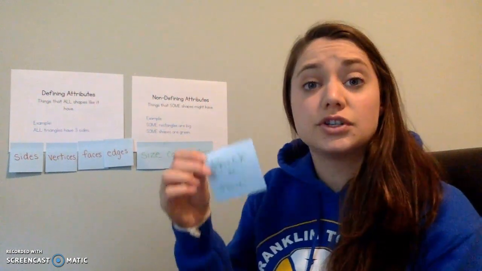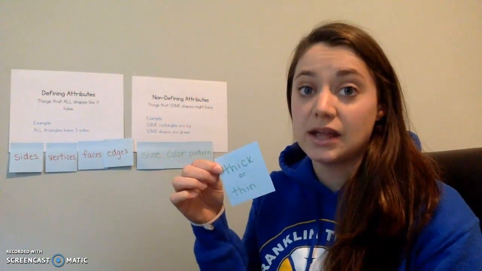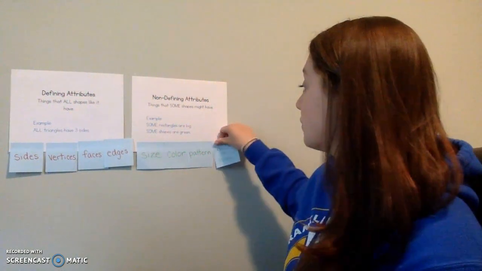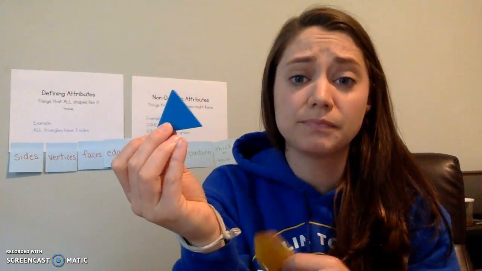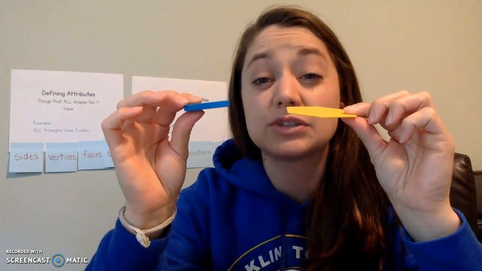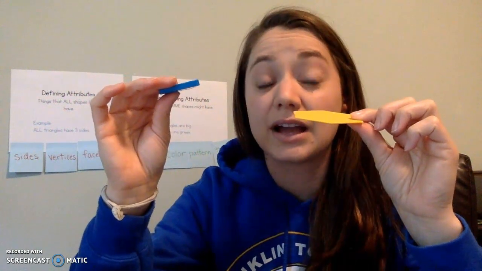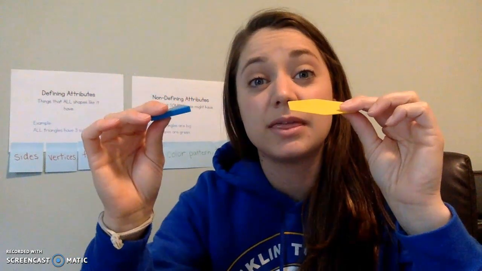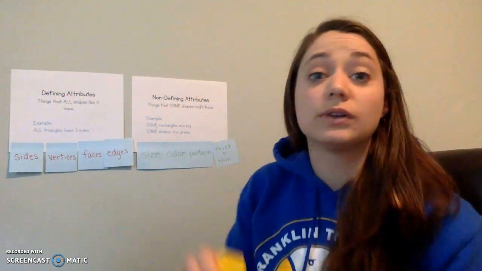And another one for our 2D shapes that I'm going to show you in just a second, you can talk about how thick or how thin something might be. So the shapes that we've used in class a lot, I'll show you two for just an example here. Like I have a blue triangle and then I have a yellow hexagon, but if I flip them like this, do you see which one is thin and which one is thick? This triangle would be thick, and this hexagon will be thin. But again, these are non-defining attributes because you don't have to be thin to be a hexagon, okay?